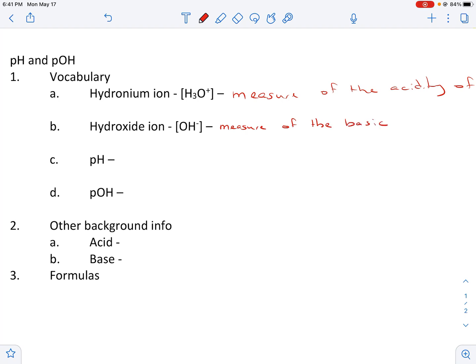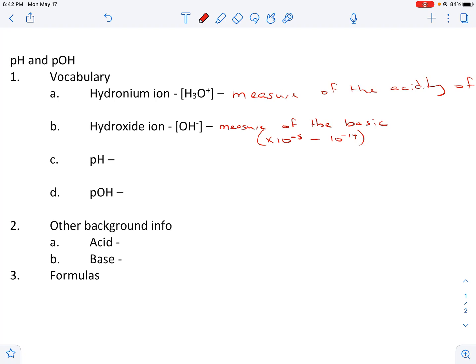All right. So then these numbers are very, very small. We're talking like times 10 to the negative 5th through 10 to the negative 14th. So they're really, really small numbers, right? And that makes them not very fun to work with. So what they did was they came up with our pH scale.